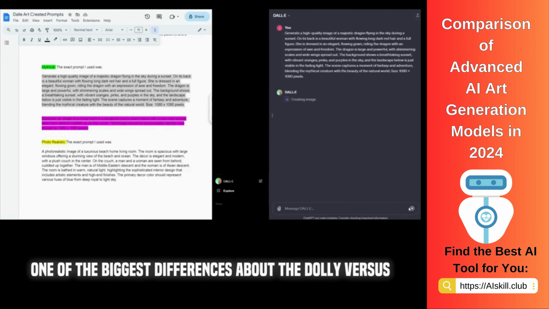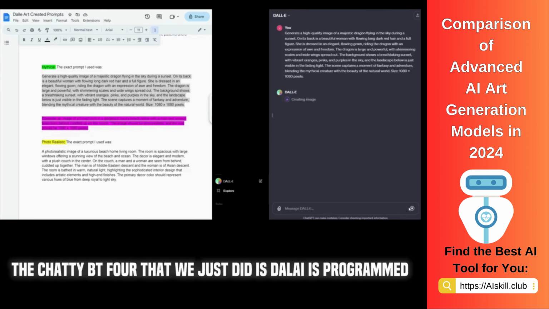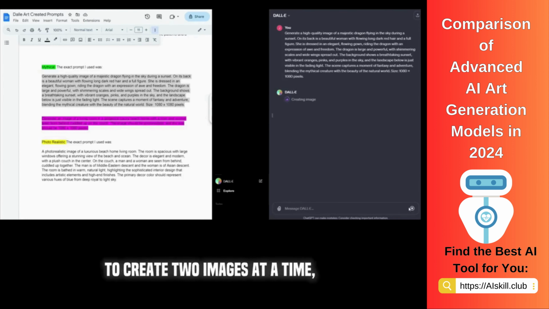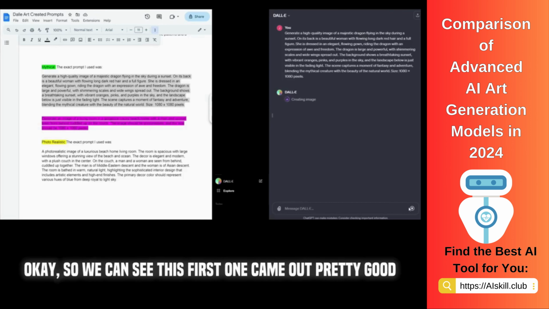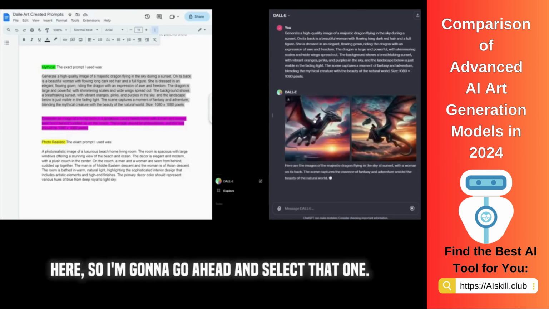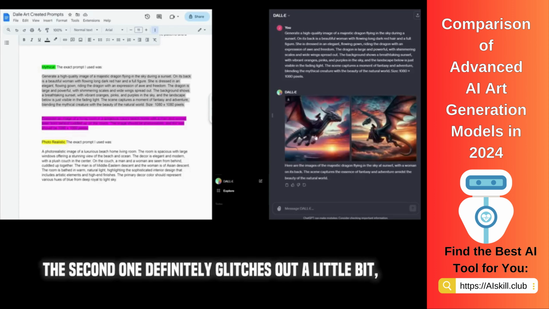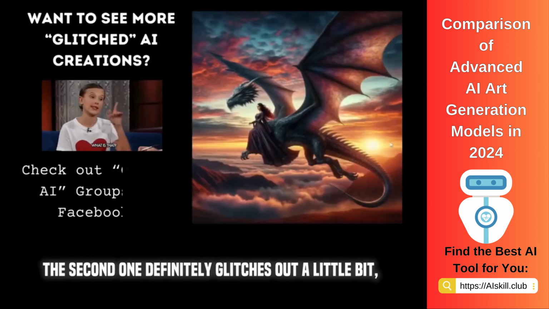One of the biggest differences about the DALL-E versus the ChatGPT-4 that we just did is DALL-E is programmed to create 2 images at a time, which is great if you're doing A/B testing. Okay, so we can see this first one came out pretty good here. So I'm going to go ahead and select that one. The second one definitely glitched out a little bit.